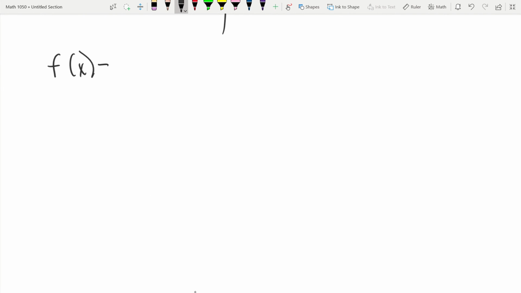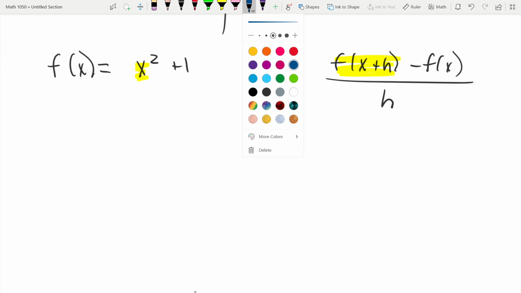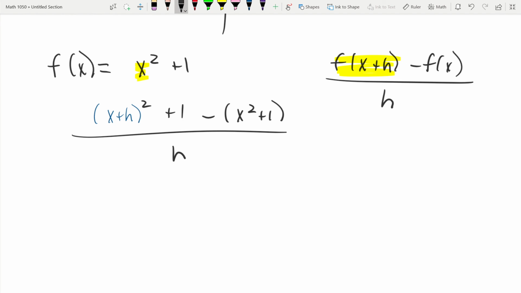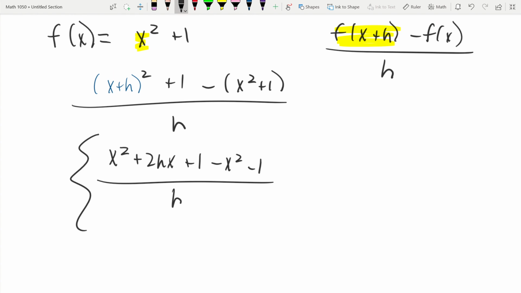Okay, if f of x is x to the second plus 1, and we're finding the difference quotient, it looks like this. Okay, f of x plus h, you need to go right here and put in x plus h. So that's going to be x plus h in parentheses squared plus 1. Minus f of x means minus parenthesis that guy all over h. Okay, x plus h squared is x to the second plus 2hx plus 1 minus x to the second minus 1 over h. You have to write the whole expression every time you write this down.